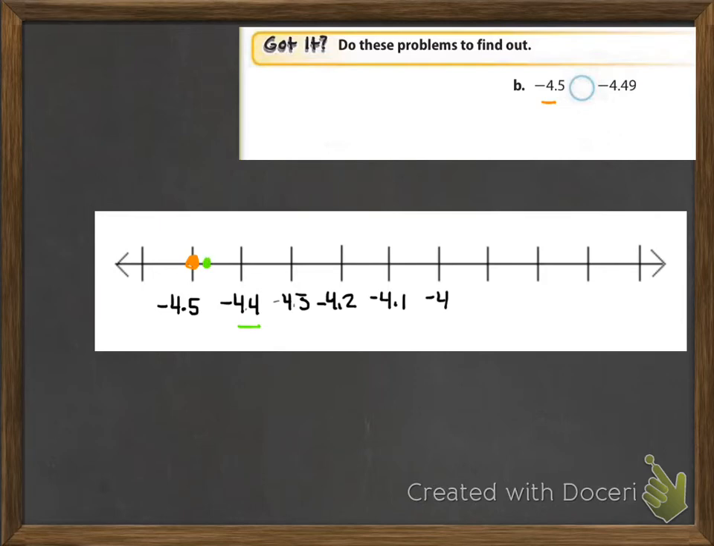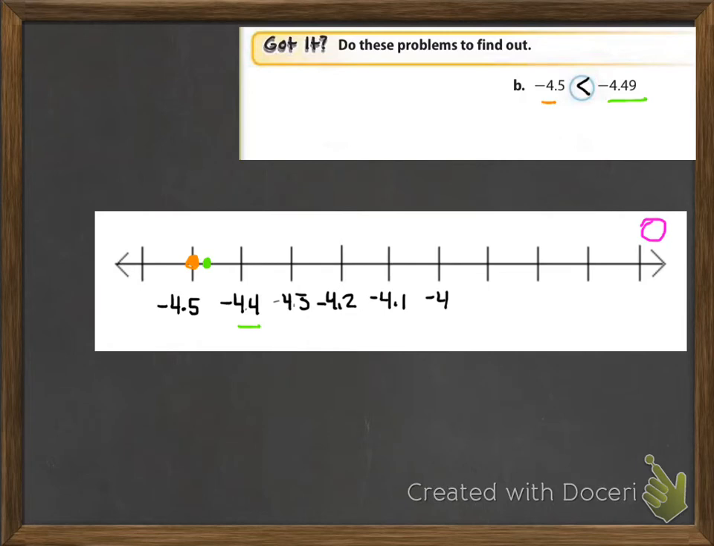So now you also want to identify where that 0 would be. So keep in mind that the further right you go, the closer you're going to get to 0. So now when you're deciding which one is going to be greater, you can see that the green one of negative 4.49 is going to be greater. So that's going to be greater than, just like that.